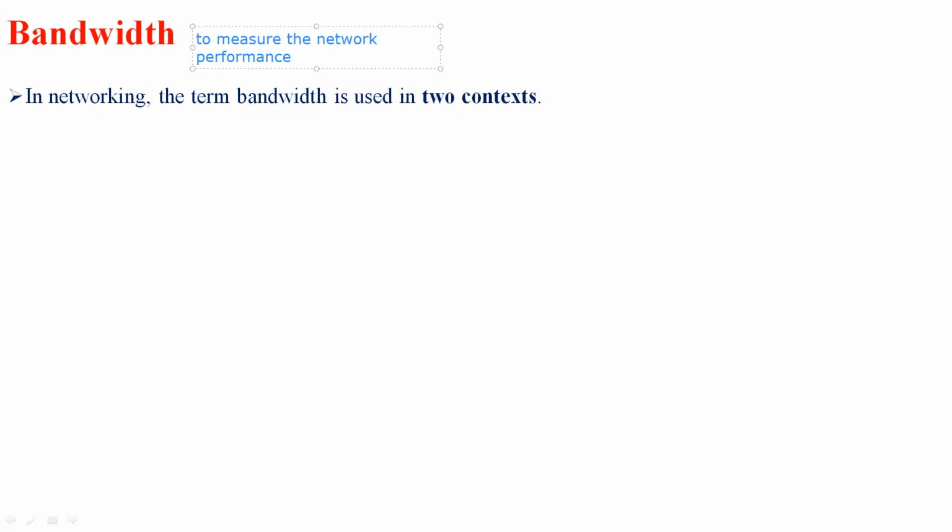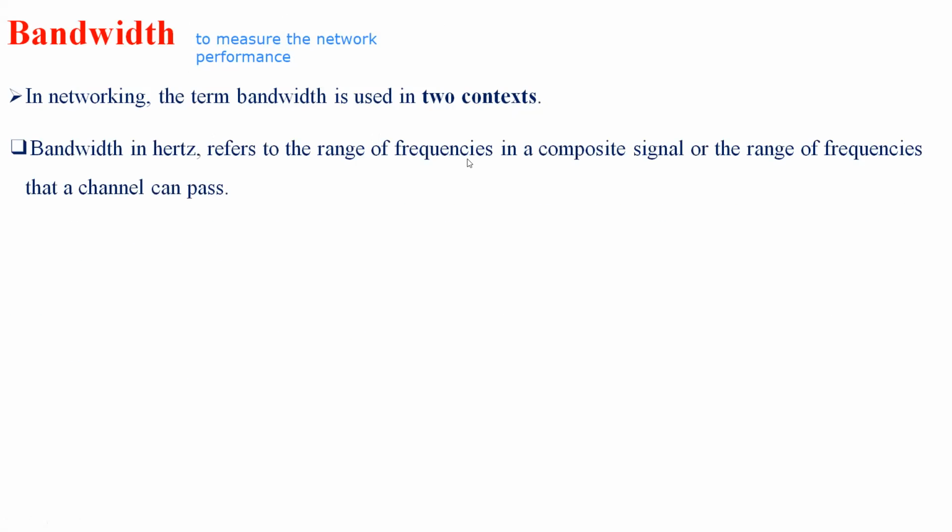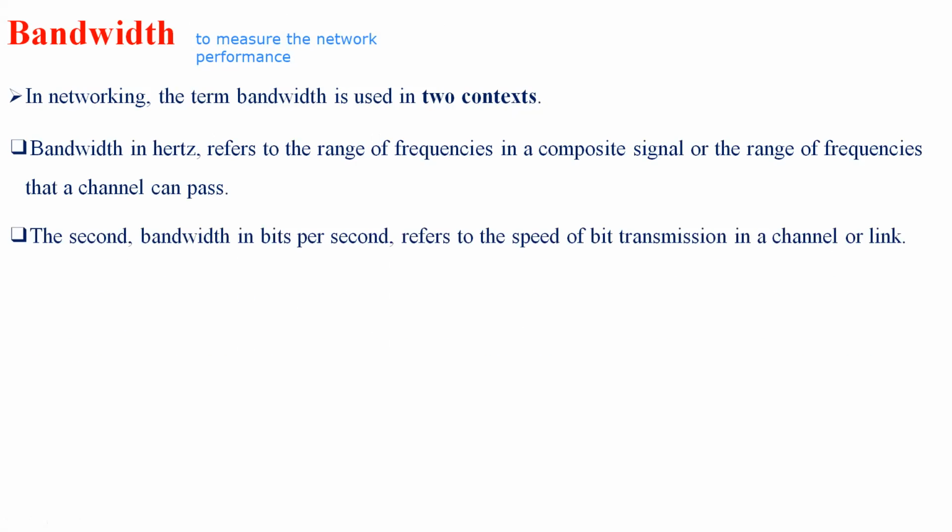However, the term can be used in 2 different contexts with 2 different meanings. One is bandwidth in hertz, which refers to the range of frequencies in a composite signal or the range of frequencies that a channel can pass. The other is bandwidth in bits per second, which refers to the speed of bits transmitted in a channel or link.